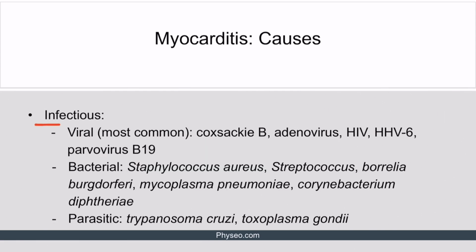Let's first discuss the infectious causes of this condition. Viral infections are the most common causes of myocarditis. The most common virus implicated in myocardial inflammation is Coxsackie B virus. Other common viral causes include adenovirus, HIV, human herpes virus 6, and parvovirus B19. Common bacterial causes include Staphylococcus aureus, streptococcal species, Borrelia burgdorferi, Mycoplasma pneumoniae, and Corynebacterium diphtheriae. Finally, parasitic myocarditis is frequently related to Trypanosoma cruzi or Toxoplasma gondii.